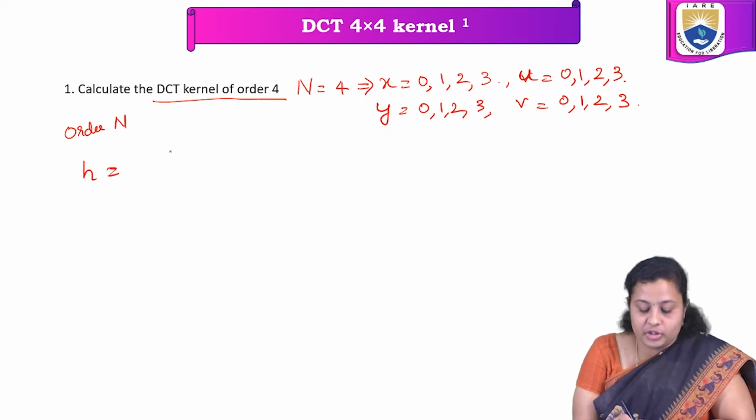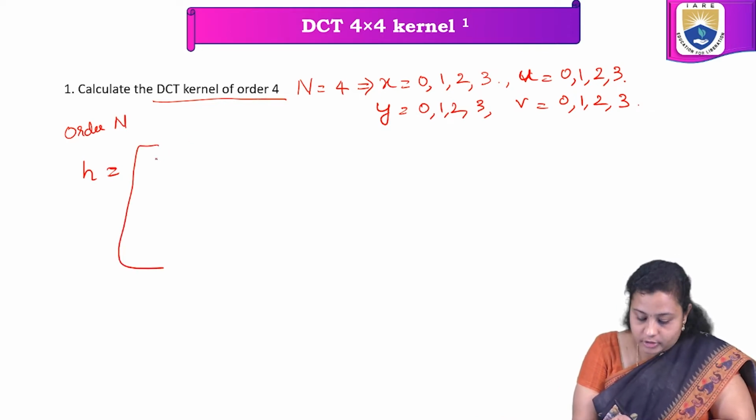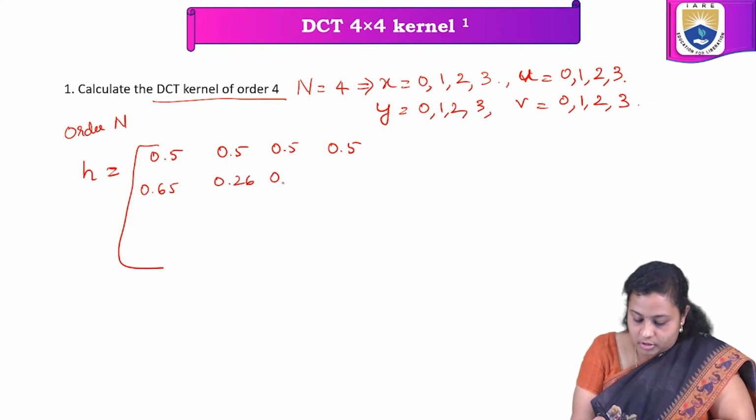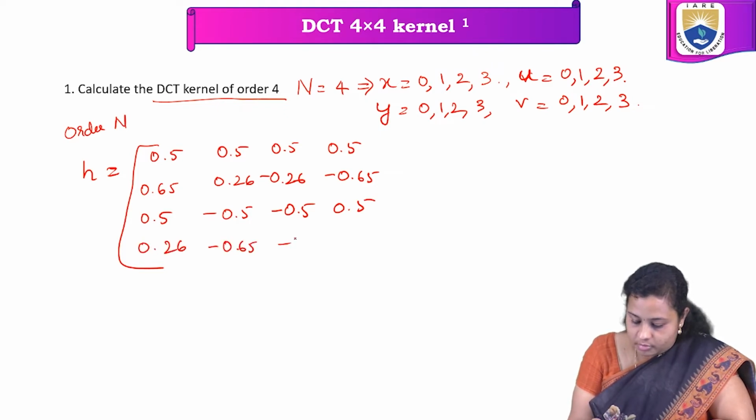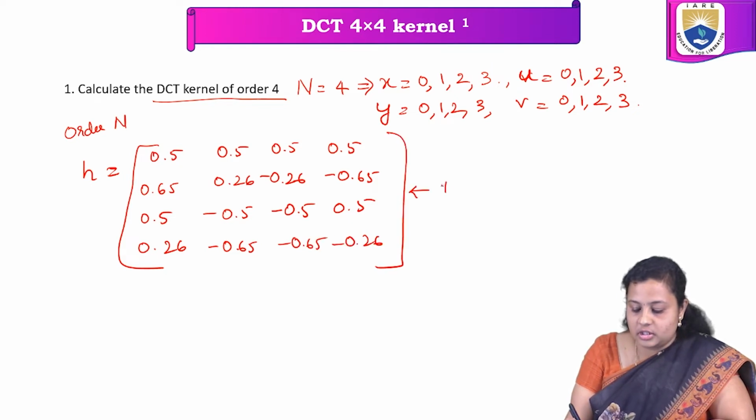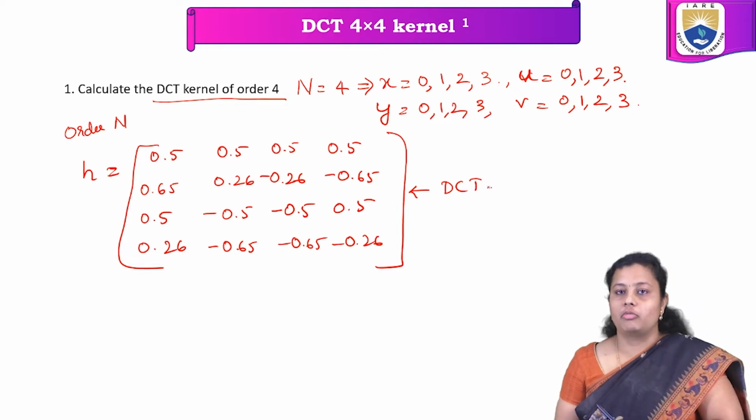We get the coefficient matrix of fourth order as 0.5, 0.5, 0.5, 0.5. Then the next row is 0.65, 0.26, minus 0.26, minus 0.65. Then 0.5, minus 0.5, minus 0.5, 0.5, and 0.26, minus 0.65, 0.65, minus 0.26. So this is the DCT transform function of order 4.